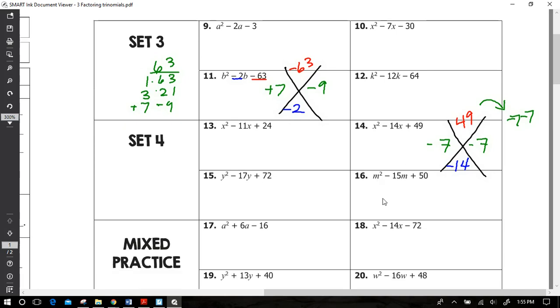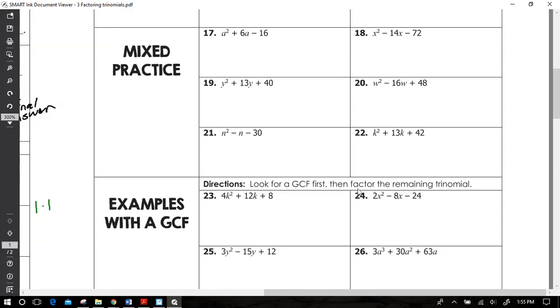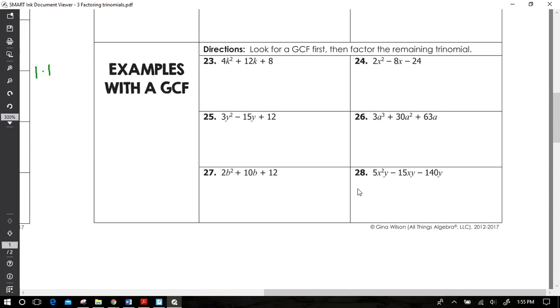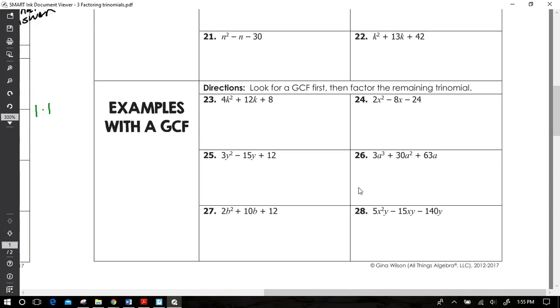Okay, now I want to do some mixed practice. Again, with GCF. I told you that GCF is going to be first and always for every single kind of factoring problem that I can teach you. So we're going to do just one example with GCF, and then I'm going to let you kind of practice and play and get going on your assignment, okay?